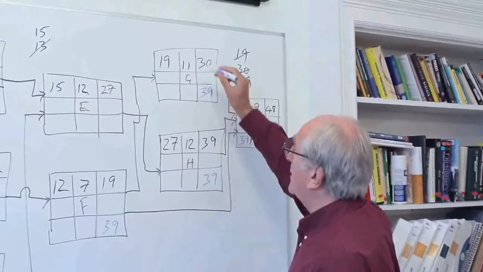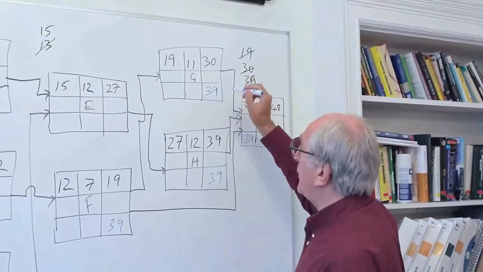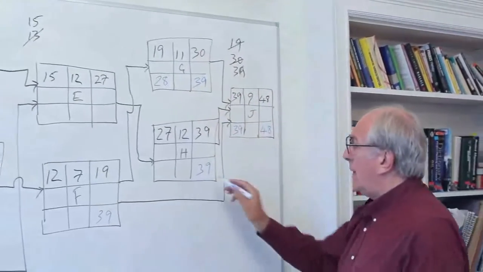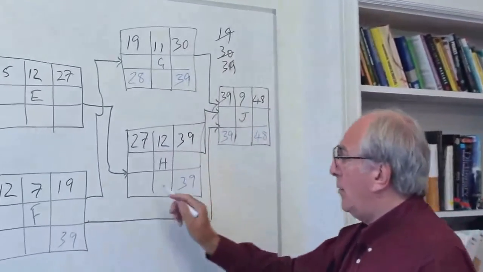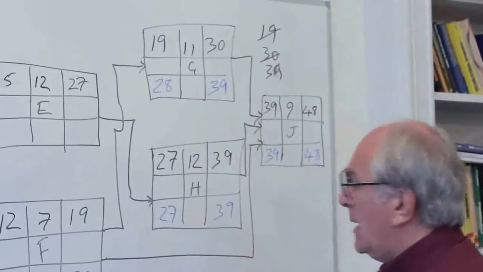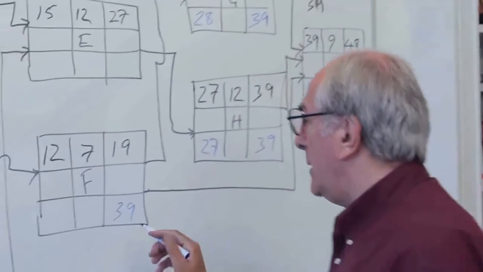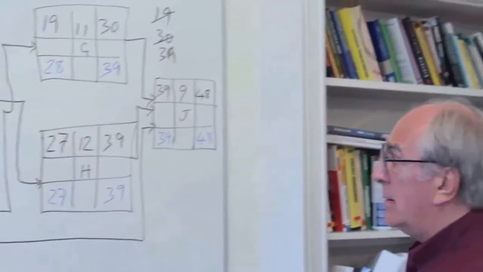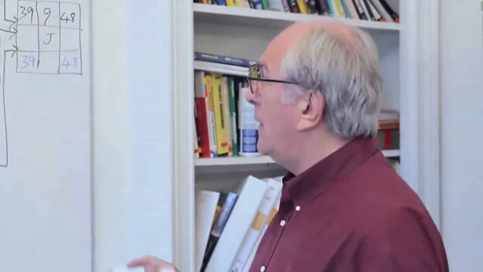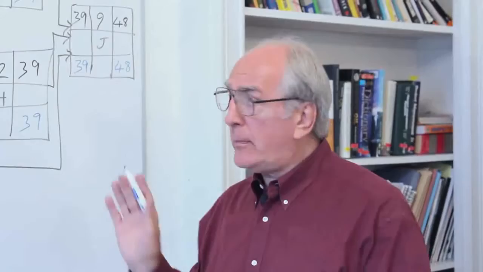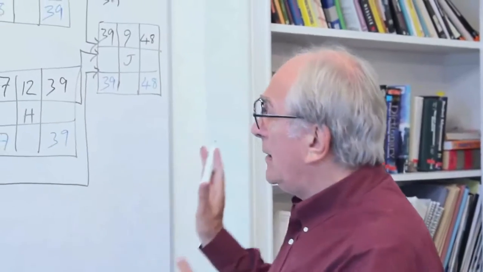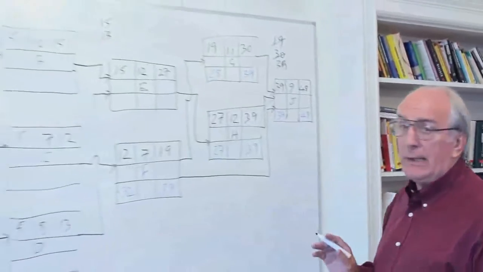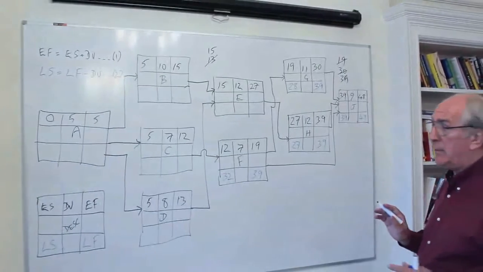So we can subtract the duration from 39, which is 39 minus 11, giving us 28. On H, we'd have 39 minus 12, which gives us 27. And on F, we'd have 39 minus 7, which will give us 32. So we have the late starts for activities F, G, and H in this backward pass. And we can proceed through this network, eventually finding out all the late start times and the late finish times.